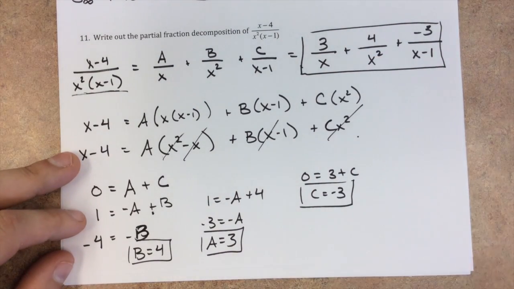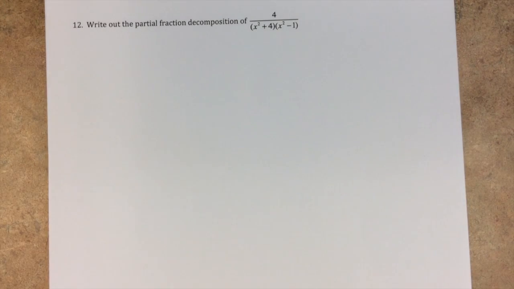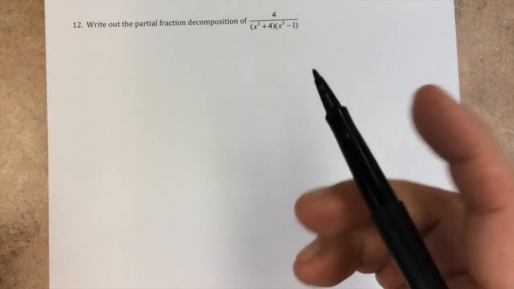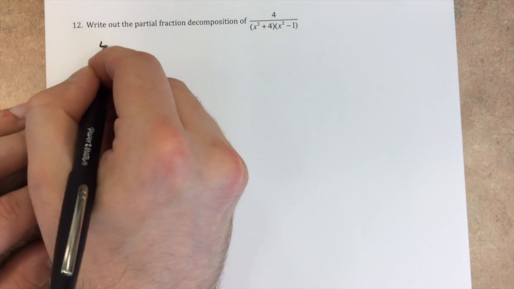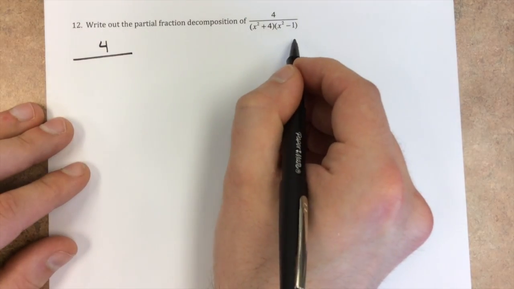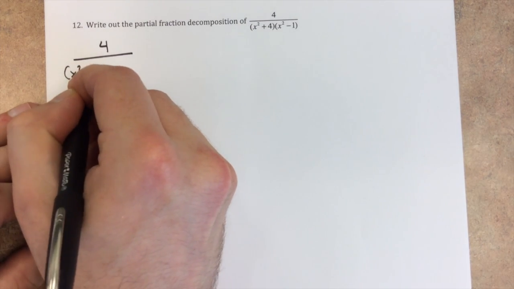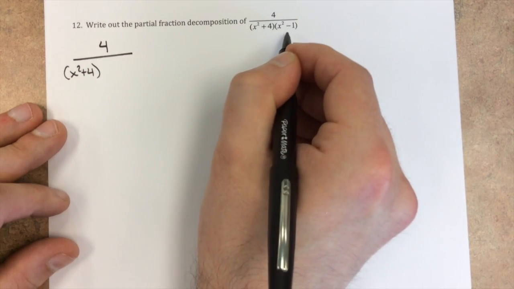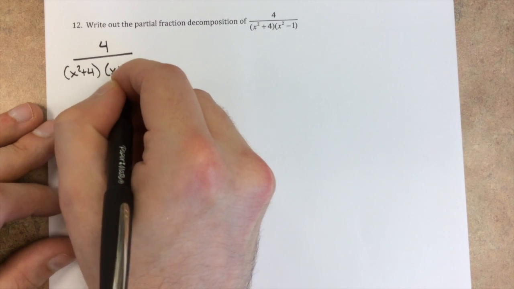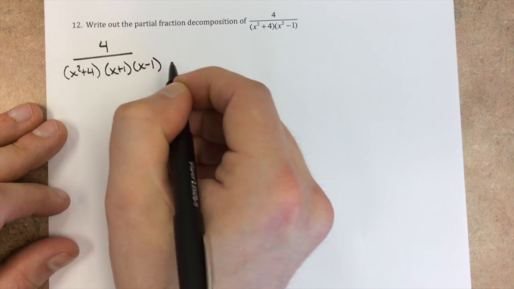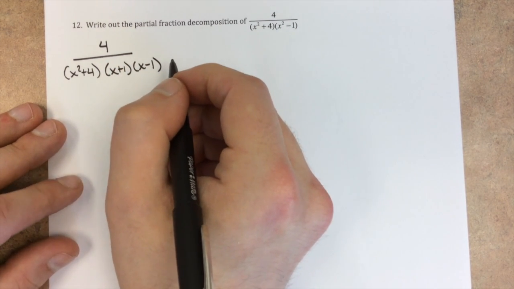So the last one is a little more complicated, but it's nothing that we can't handle. So the last problem on the back, number 12. Again, partial fraction decomposition. First thing I want to see, can I factor this at all? I can't factor x squared plus 4, so I leave that. I can, however, factor x squared minus 1. That's x plus 1, x minus 1. That's the difference of two perfect squares.